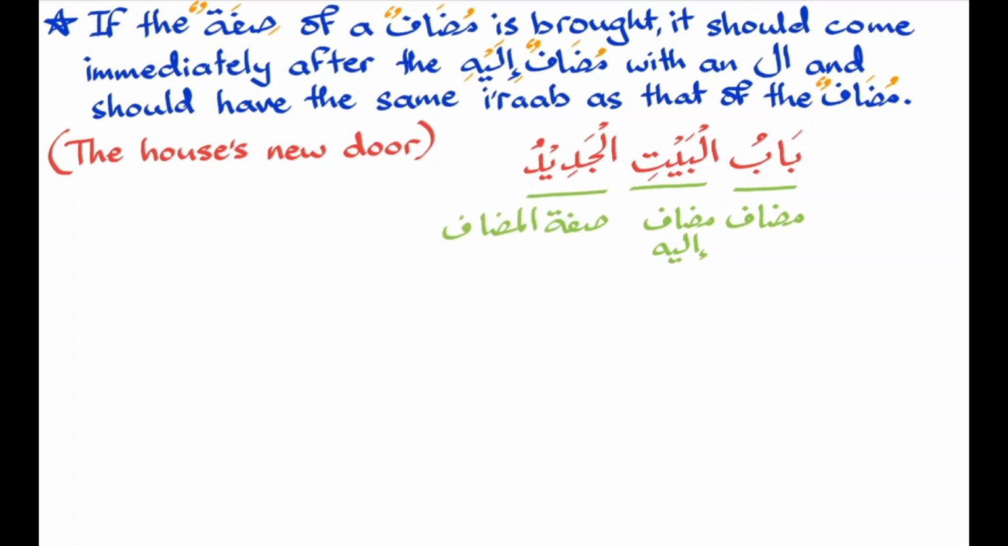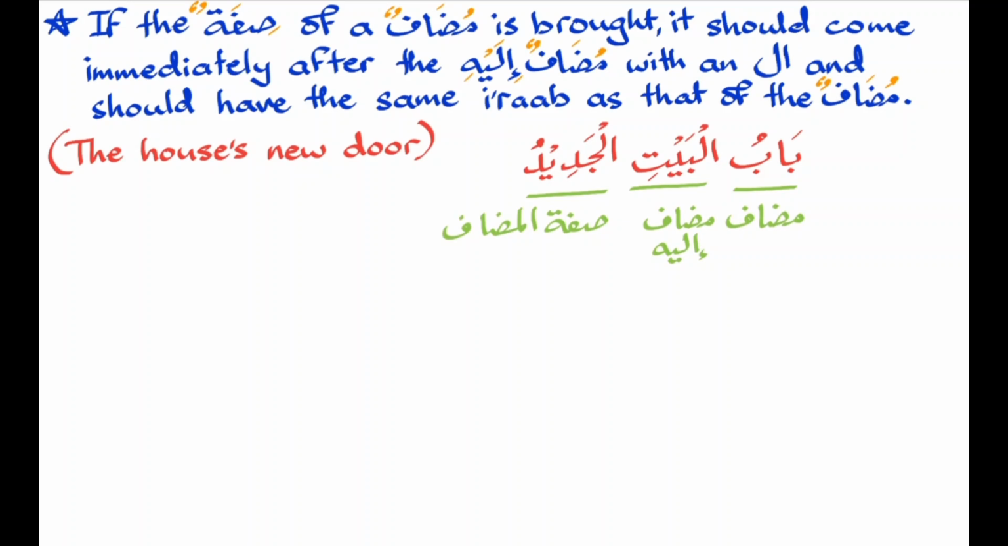Here you can see that al-jadid, which is the sifa of the mudaf bab, is coming right immediately after the mudaf ilayh. The second thing is that al-jadid is getting an alif lam, and it's getting the same i'rab as that of the mudaf, because bab is the mudaf and it has a dhamma, so therefore al-jadid is also getting a dhamma. If al-jadid was the sifa of al-bayt, then it would have got a kasra, and it would be al-jadidi. So this is the case if you want to bring a sifa for a mudaf.